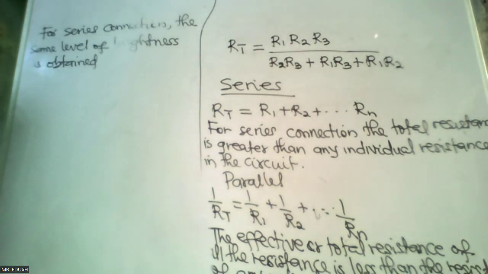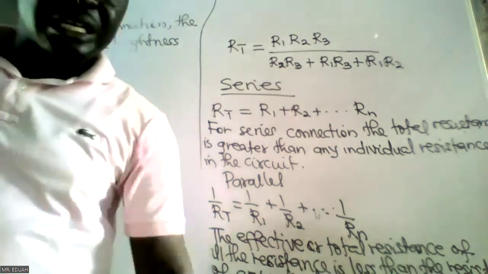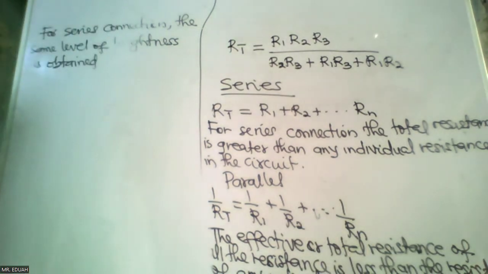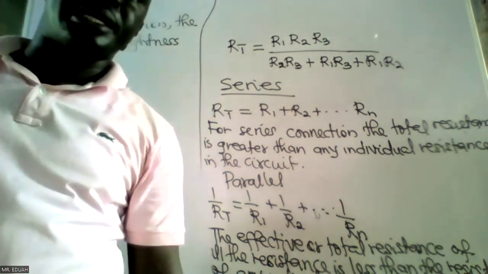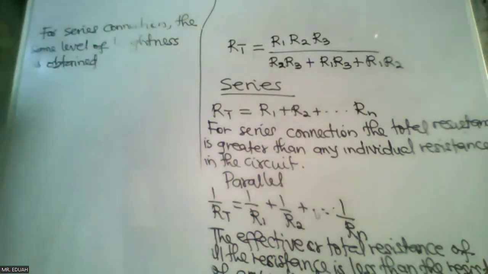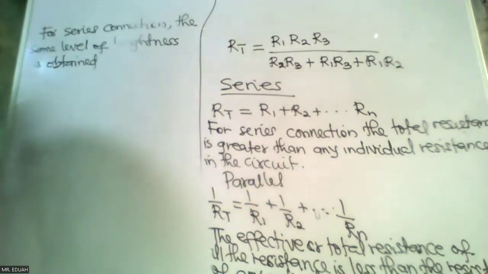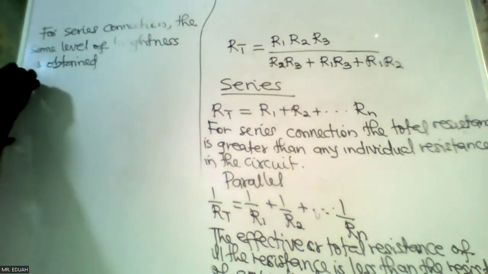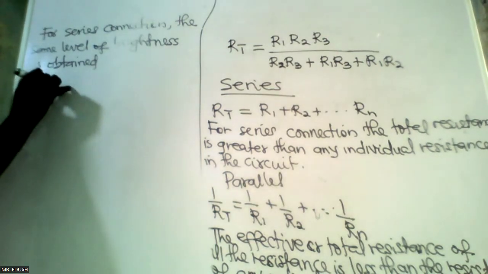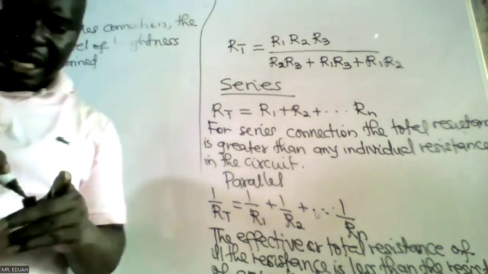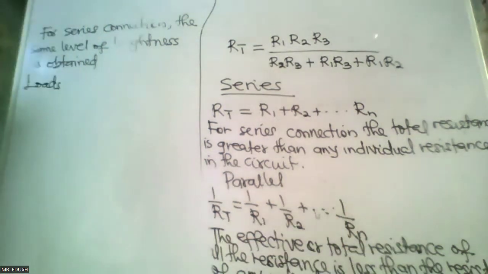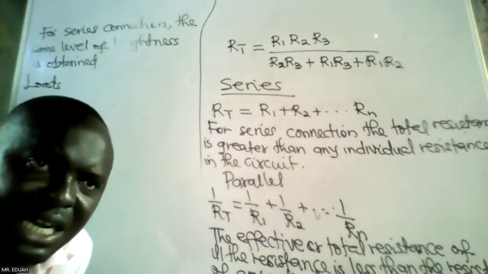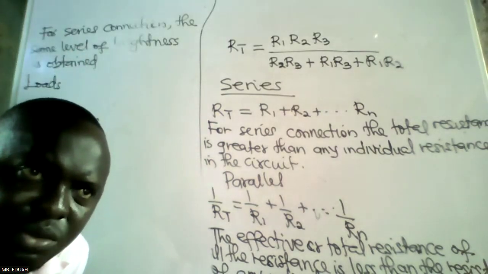In fact, for this, the advantages are not many. The disadvantages actually outnumber the advantages. One of the disadvantages is that loads or appliances that use different magnitudes of current can never be connected in series.